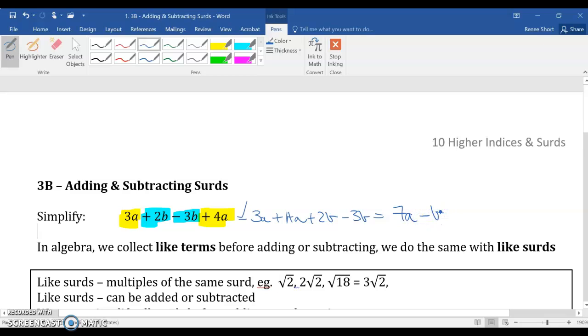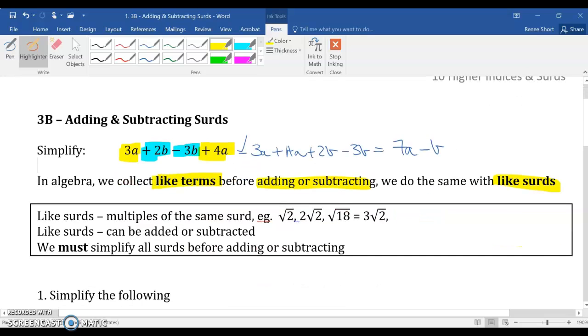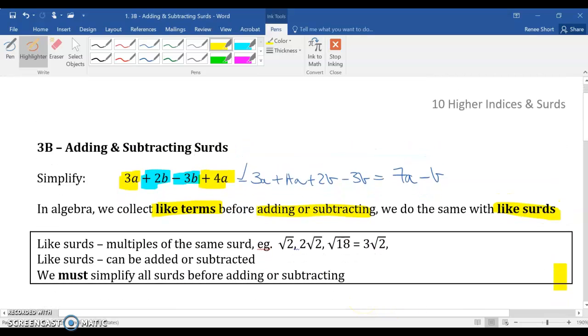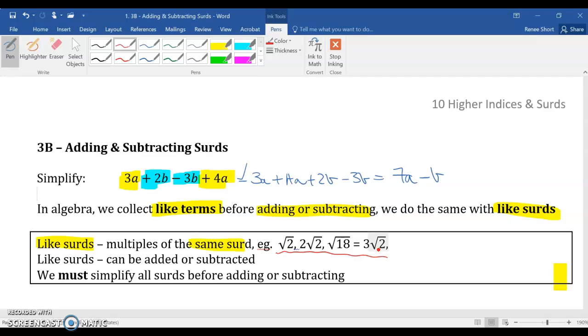Now, what we've done there with algebra, we have collected our like terms before we've added or subtracted them, and we actually need to do the same thing with like surds. So a like surd is a multiple of the same surd. I've got some examples here for us: root 2, then 2 root 2, and then also root 18, which could be rewritten as 3 root 2. They are all like surds because they all have root 2 as their surd, and perhaps they have a different coefficient out the front. And that means we can add or subtract them.